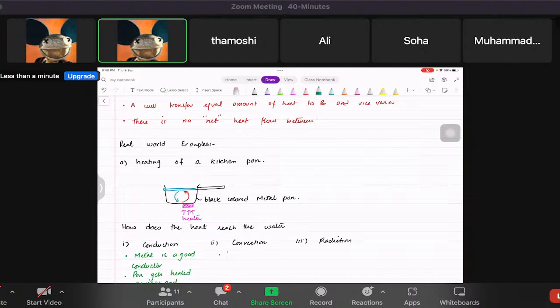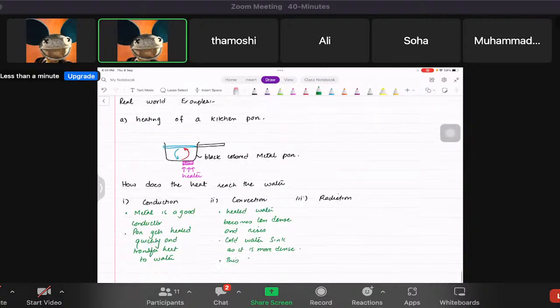Heated water becomes less dense and rises. Cold water sinks as it is more dense. This causes convectional current. Okay.